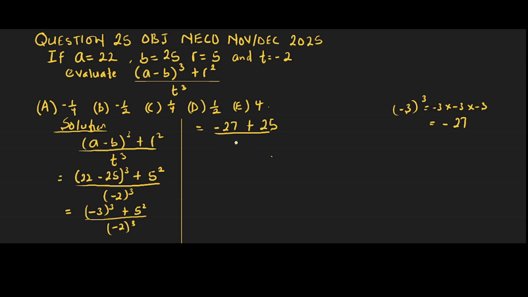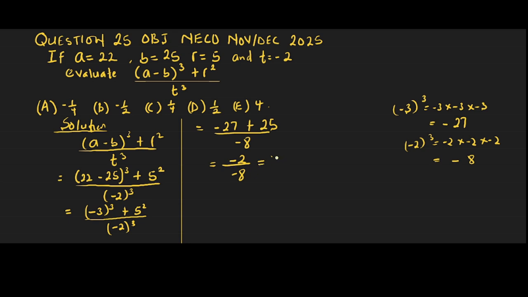It's going to give us -8. We also have that (-2) raised to power 3 is going to give us -2 times -2 times -2. Minus times minus is plus, plus times -2, 2 times 2 is 4, so -8. So we have -8. Then we have -27 plus 25. That's going to give us -2 over -8.